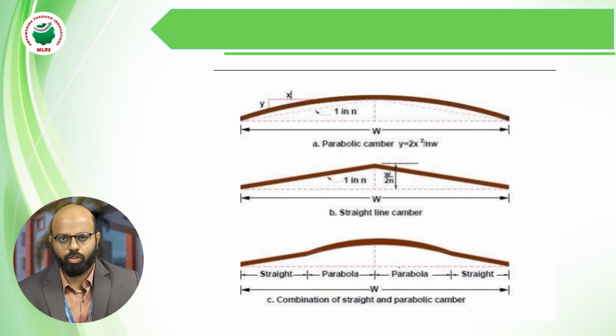And there are two types of camber specifically. One is parabolic camber and another is straight line camber. Parabolic camber, we go for asphalt pavements, that is flexible pavements, and straight line camber, we go for concrete pavements. But there are disadvantages, so we provide a combination of both straight and parabolic cambers.